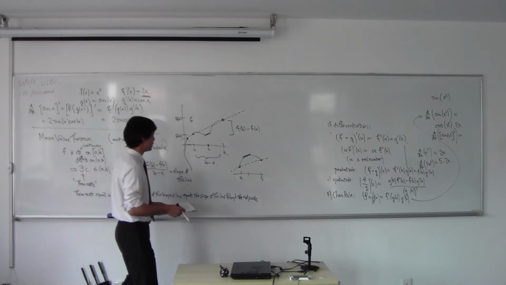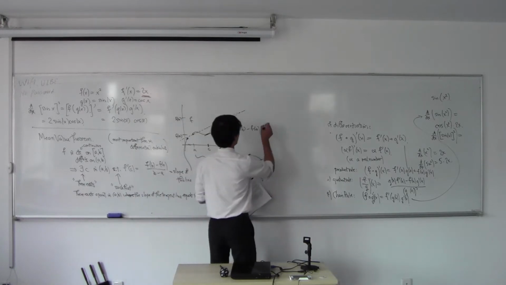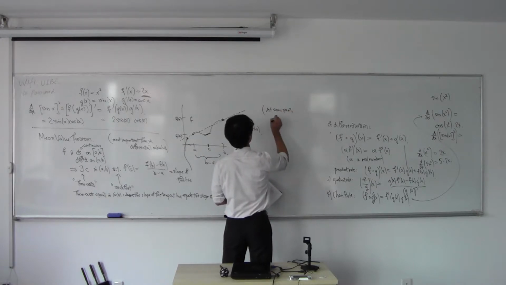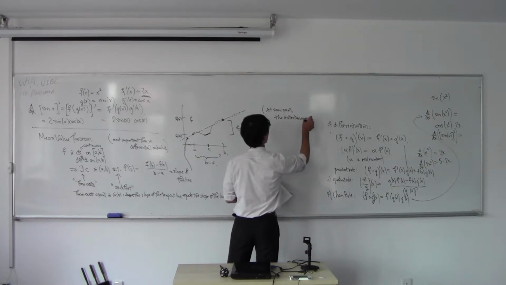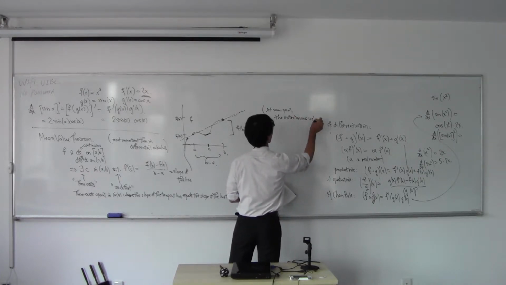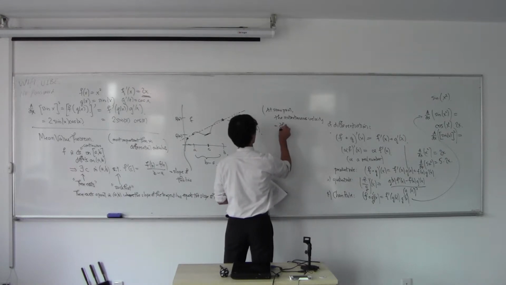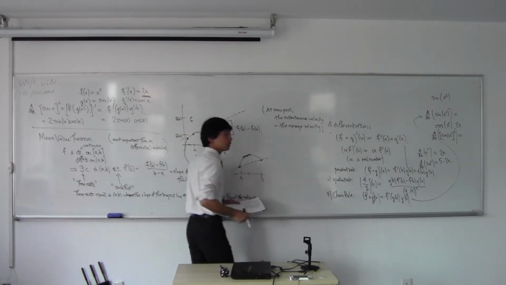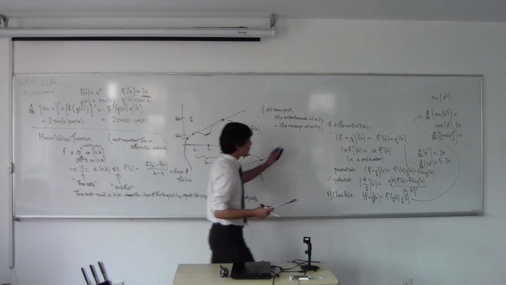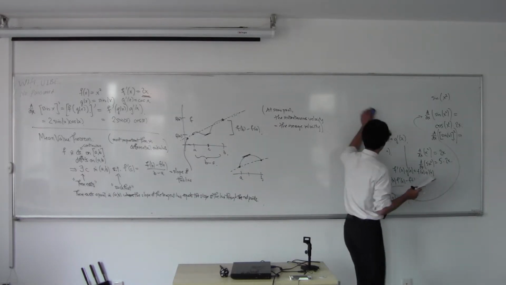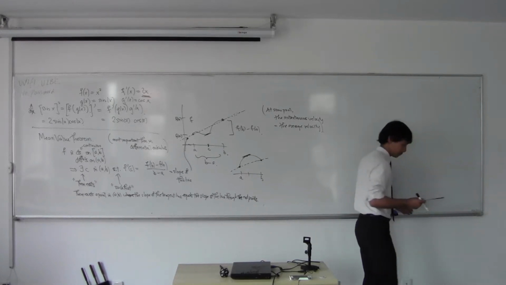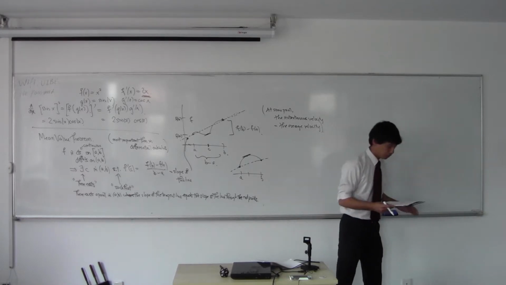So at some point, the instantaneous velocity equals the average velocity. Physically.